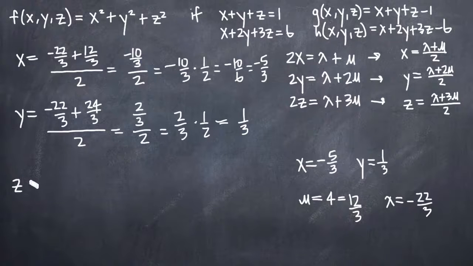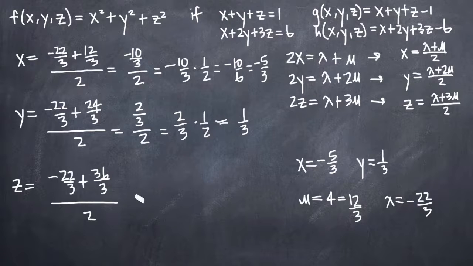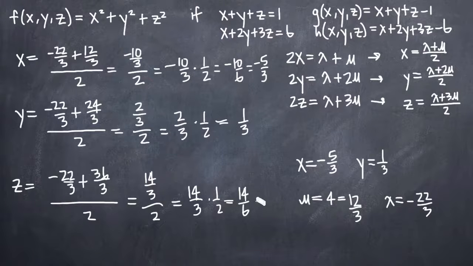And for z here, again, we'll get lambda of negative 22 thirds plus 3 times mu, which will be 36 over 3, all divided by 2. That, of course, gives us a positive 14 thirds over 2, which is the same as 14 thirds times 1/2, which will give us 14 over 6, which is, of course, the same as 7 over 3. So we see that z is equal to positive 7 thirds.